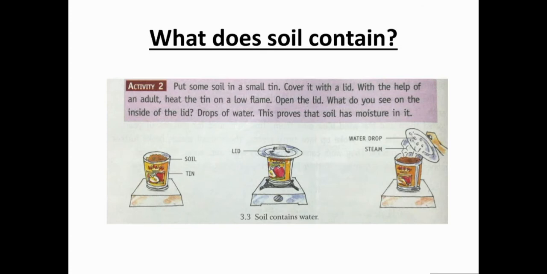What are the other things that soil may contain? Now we will do one other activity. As you can see in the picture, you will take some soil in a small tin and cover that tin with a lid. Then, with the help of an adult or your parents, heat the tin on a low flame. After some time, open the lid and see. What will you see? Some drops of water on the lid. So this proves that soil contains water.